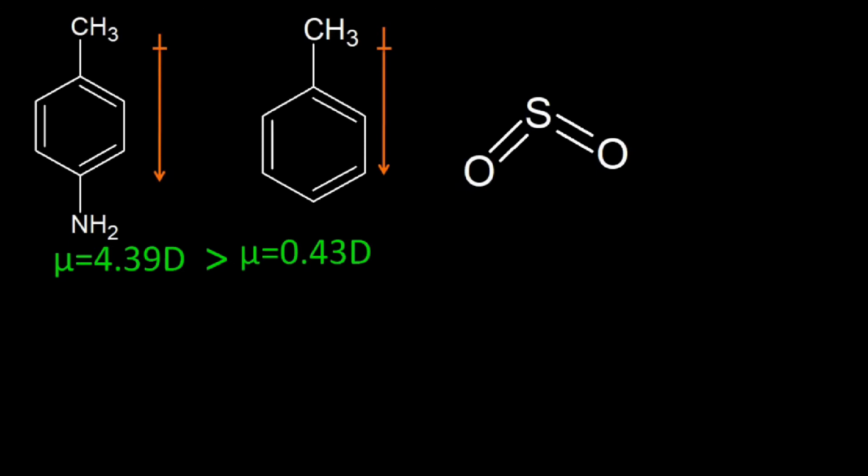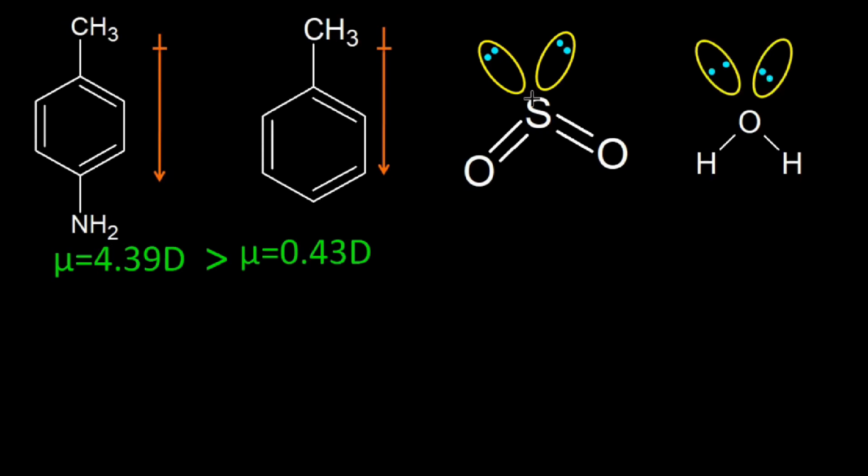Now let's compare the dipole moment of sulfur dioxide and water. Sulfur dioxide has two oxygen atoms bonded with double bonds to the sulfur atom, and it has a lone pair. While in the case of water, the bonds are between two hydrogen atoms and one oxygen atom, and oxygen has two lone pairs. The direction of dipole moment in sulfur dioxide will be from sulfur to oxygen because oxygen is more electronegative than sulfur. So it will attract the bonding electron pair towards itself, making sulfur partial positive and oxygen partial negative.